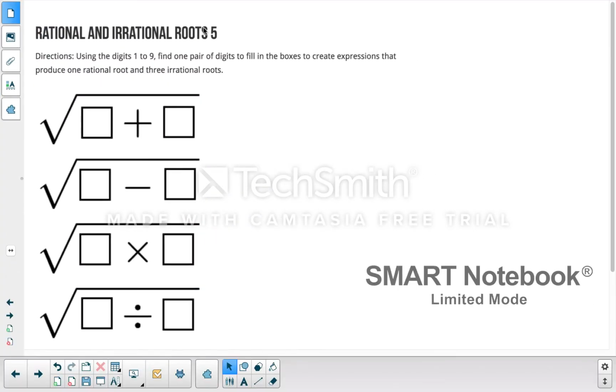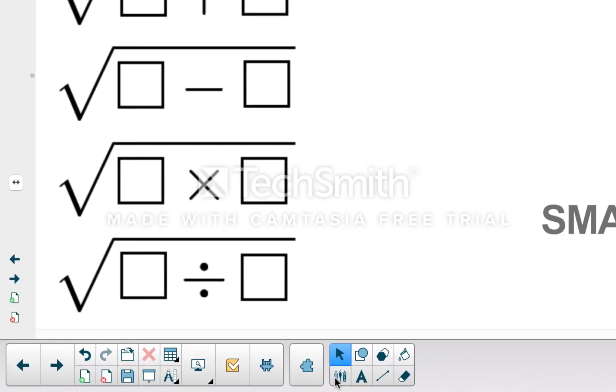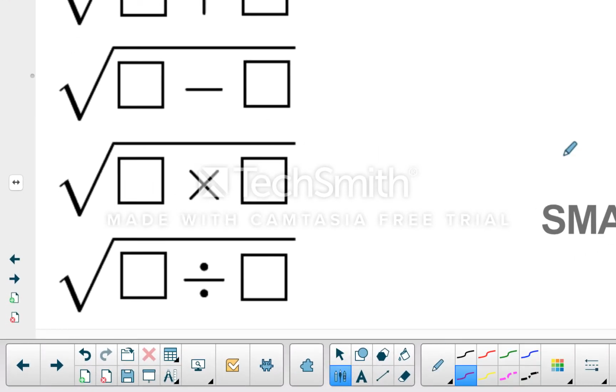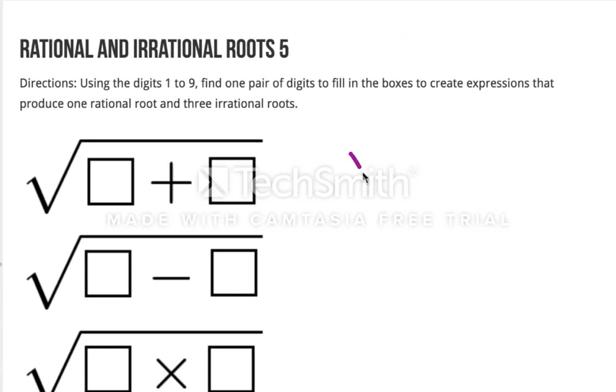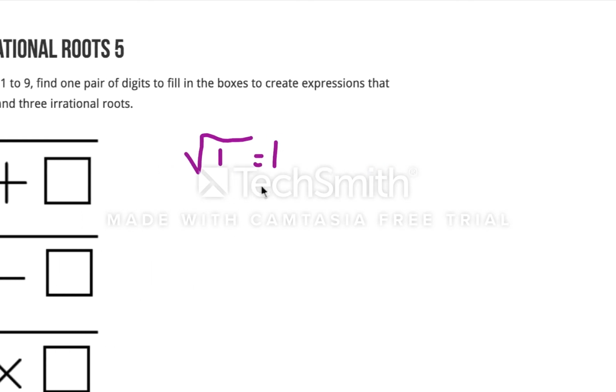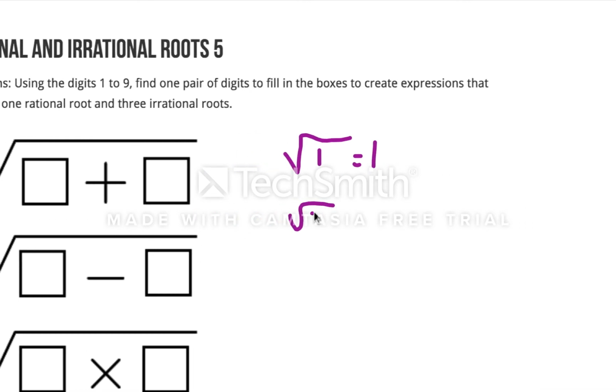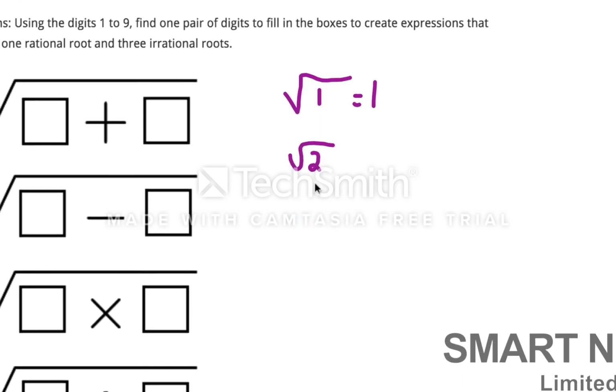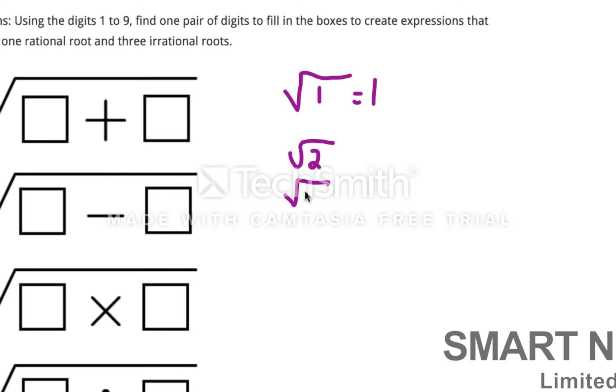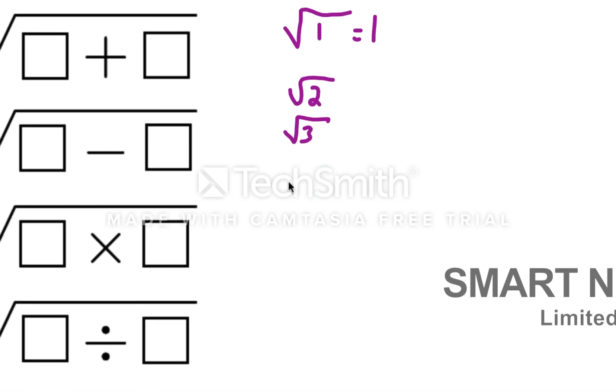Rational and irrational roots. So you're asked to find one rational root and three irrational roots. What you want to understand about this is that rational roots are way easier to find than irrational roots. So like if we do the square root of 1, all right, that's 1. The square root of 2, though, is irrational. You can't multiply two equal factors together and get a product of 2. Same thing can be said of 3, that's irrational. So square root of 4, well, that's back to being rational.